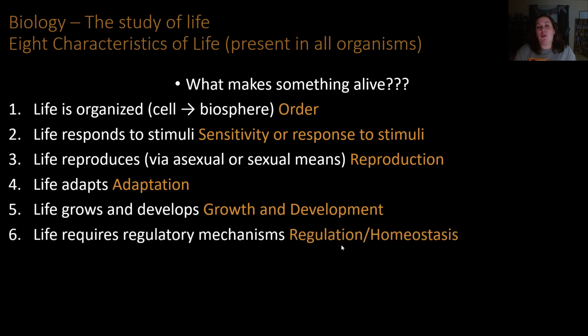Number 6 here is where life requires regulatory mechanisms. We have things that are going to help regulate the cell and help us be able to survive those different kinds of circumstances in our environment, those stimuli that we come in contact with. And this is known as homeostasis. If you break this word down, homeo means same and stasis means like status.